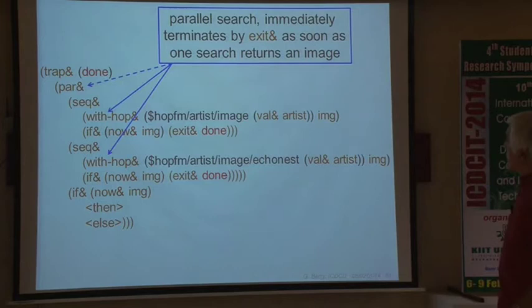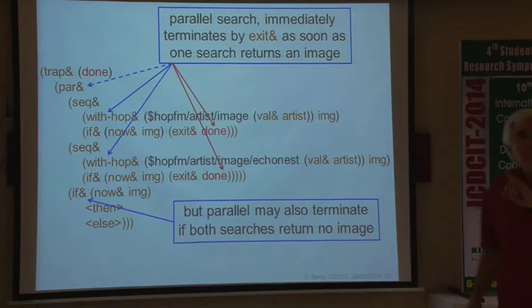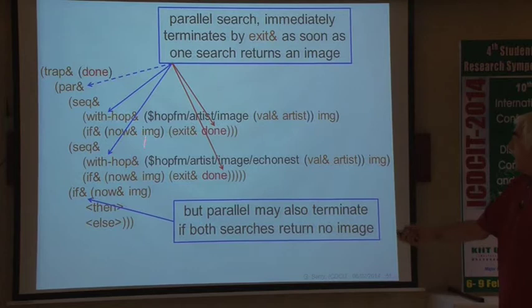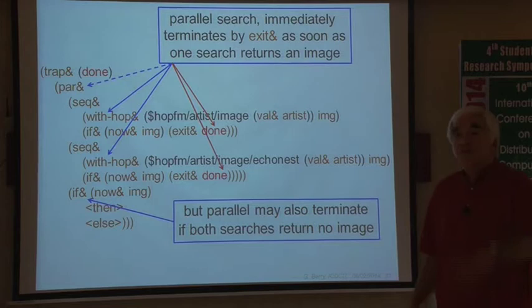Okay. Parallel search immediately terminates by exit as soon as one search returns an image, because of these two exits. But maybe both searches return with no image. You also have to say that, to handle that, and then you test if there is an image. Just after the return, you know that in no time you get there. As soon as either one returns, you get an image, but if both return without image, then you know there is no image, so you can test that right away, and then you go to the else and you say, I don't know, there is no image, or some message.